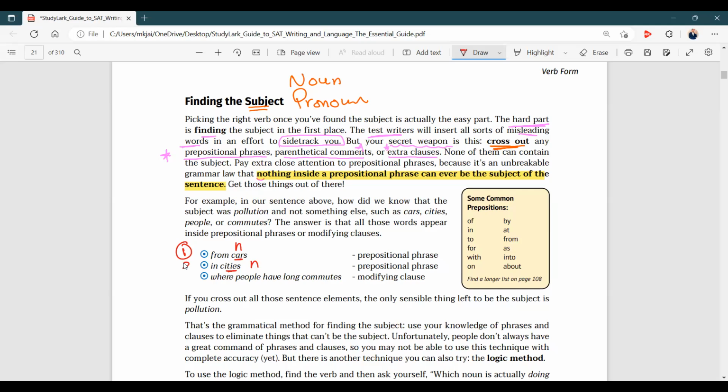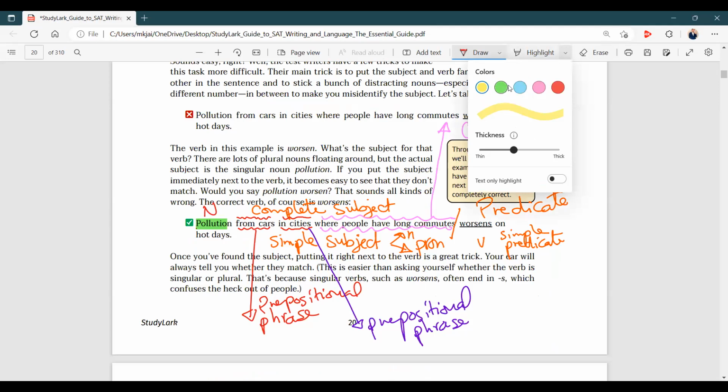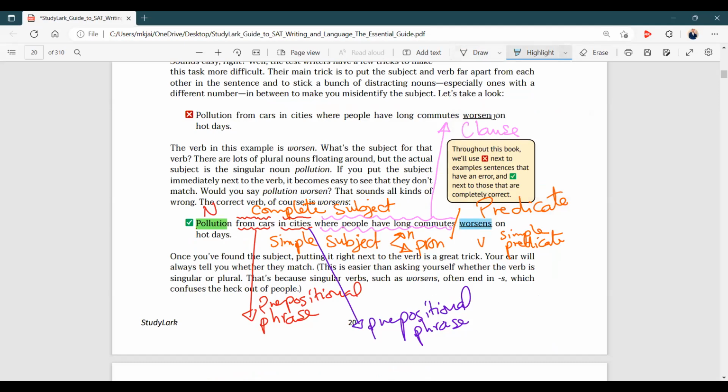So these are the distractors. "From course" is a prepositional phrase. "In cities" is another prepositional phrase. And then "where people have long commutes," modifying cities, is the third part. If you get rid of these parts, what remains? Pollution, which is the subject. And where is your verb? Worsens.